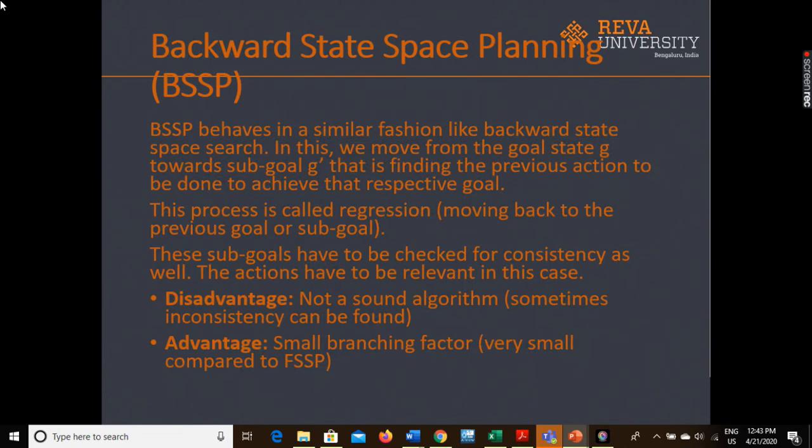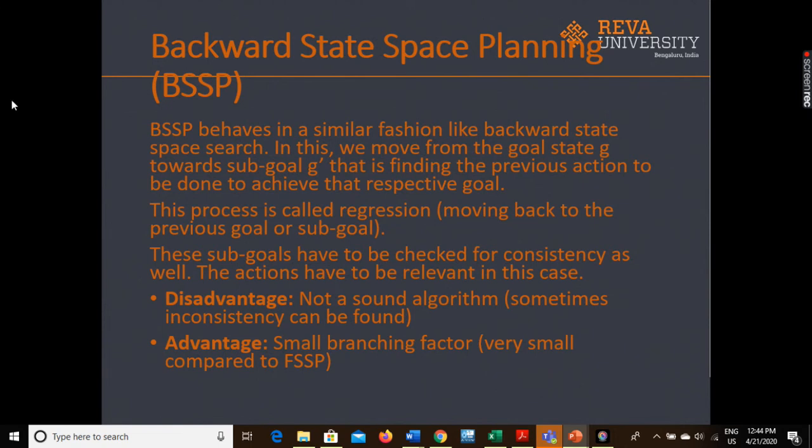Now, the counterpart of forward state space planning is backward state space planning. What happens in this case is we start from the goal state and take a backward path in order to reach the start state. From the goal state, I'll go back to check the sub goals, and then again the sub goals for that particular sub goal. Now we keep on backtracking to check whether we are able to reach the start state.